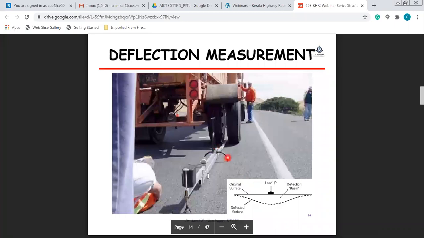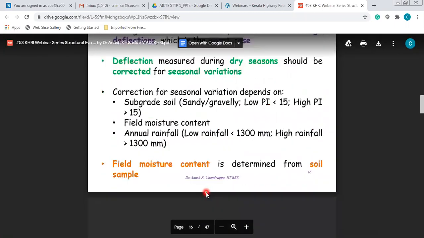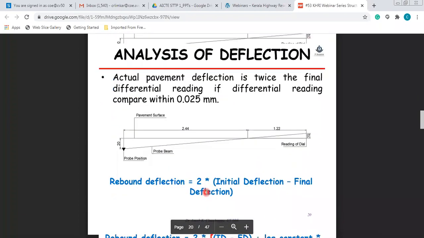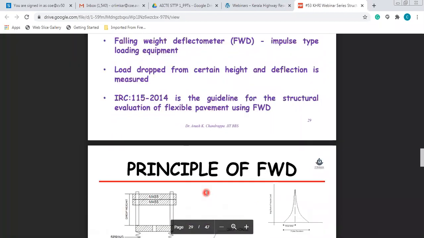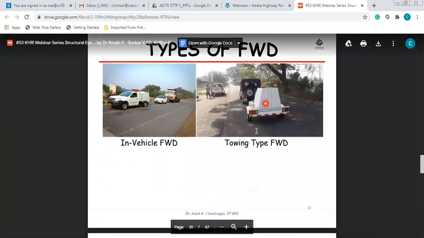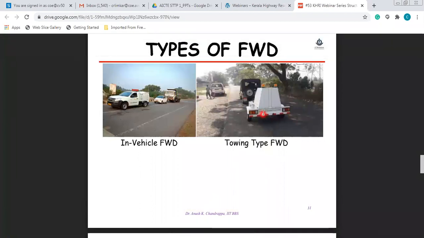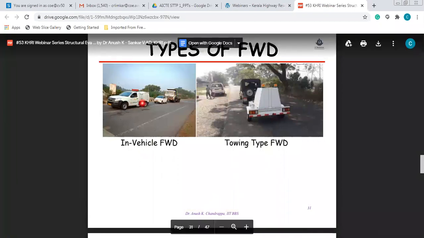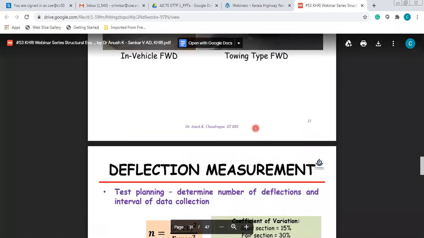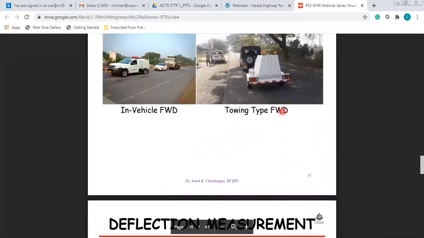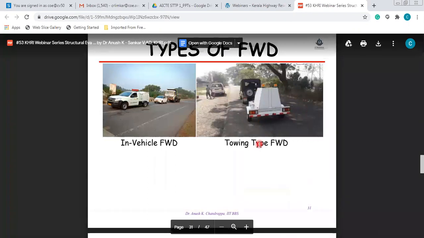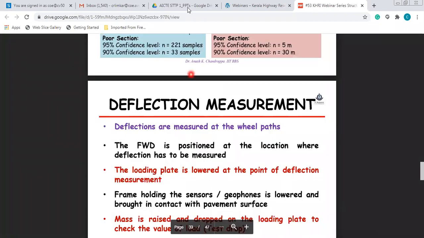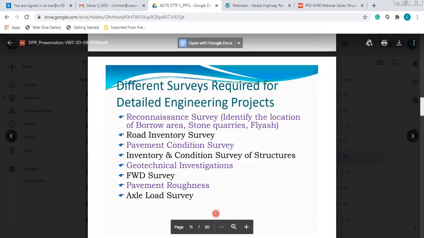So you can see this Benkelman beam deflectometer. Next is the FWD. I can show you the picture. In the next lecture I will discuss this with you for your additional knowledge. This is the towing FWD machine, as I said earlier, and this is the in-vehicle FWD machine. It applies the load on the road, and you get the deflection that occurs. Here some loading arrangement is there. In the next lecture, remind me, I will tell you in detail.